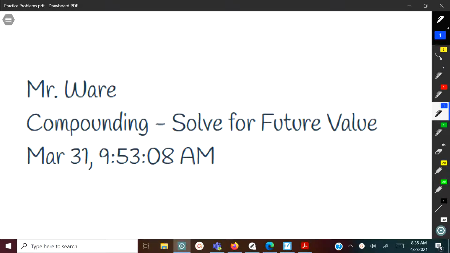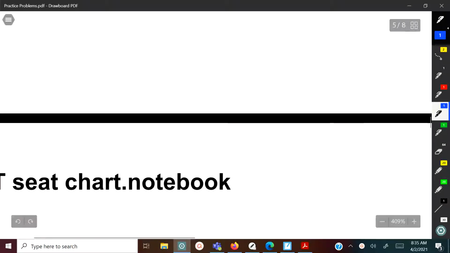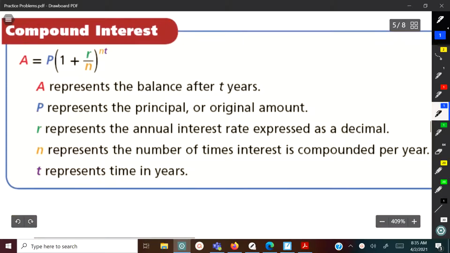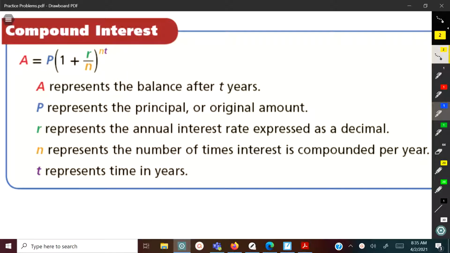So there's a couple of notes I need you to know. Alright, so this is your compound interest formula right here, okay? And it's a whole lot of letters here. And each letter is represented here. So you got A, which represents your answer, the balance after so many years. P represents the principal or the original amount. R represents the annual interest rate expressed as a decimal. That's when you get the percent and you change it to a decimal. N represents the number of times interest is compounded per year, and T represents the number of times in years.